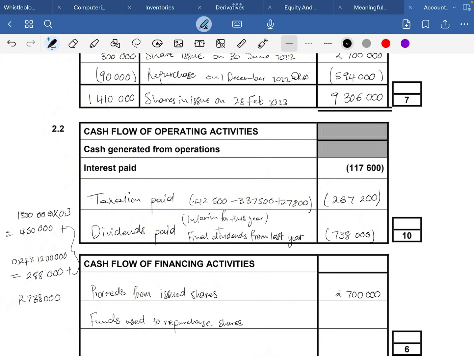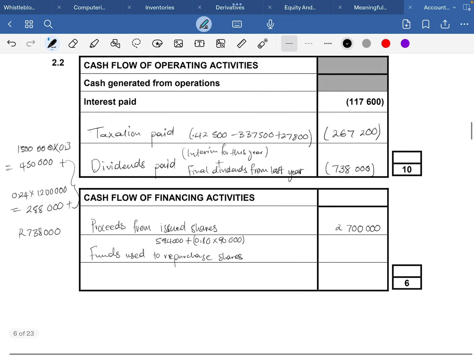It's going to be our 594 plus the 0.8 multiplied by 90,000. Don't forget that, because we just want everything that we have used to buy back those shares. Plus 0.8 times 90k, that is 666, and it's an outflow because we've used money there.